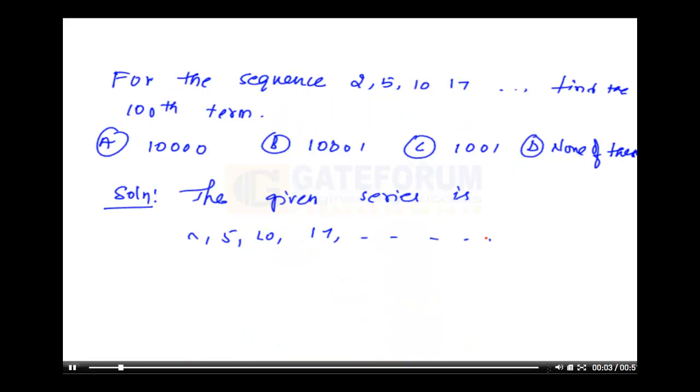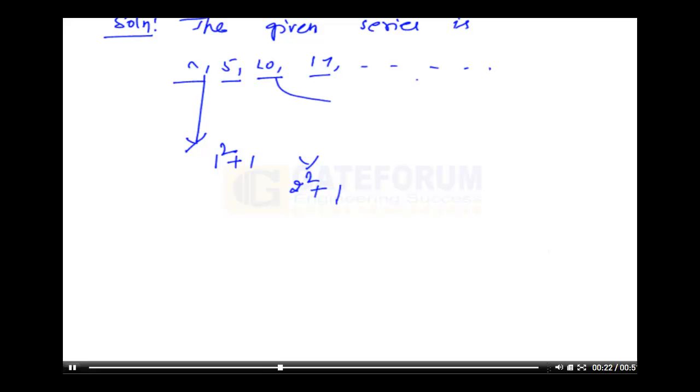The 100th term of the series 2, 5, 10, 17 and so on. Now, just look into the numbers. The first number is 2, which can be written as 1 square plus 1. Now, look into the second number, that is 5, which can be written as 2 square plus 1. Similarly, the third number can be written as 3 square plus 1. Now, look into the next number, 4 square plus 1. The series is in the form of n square plus 1.